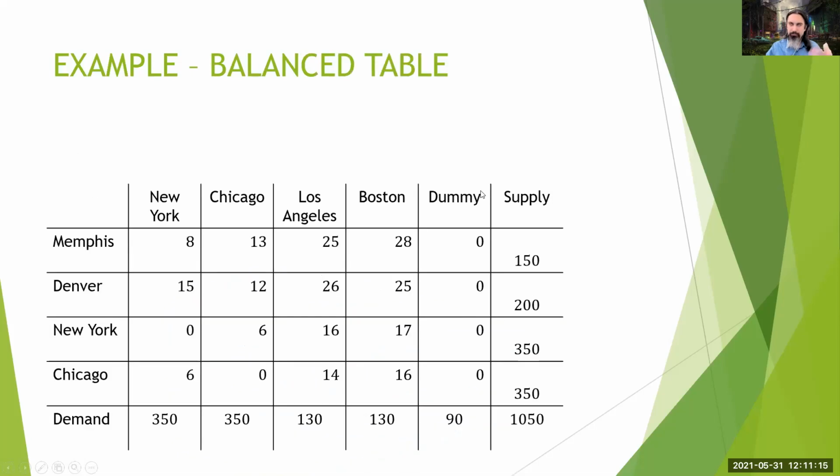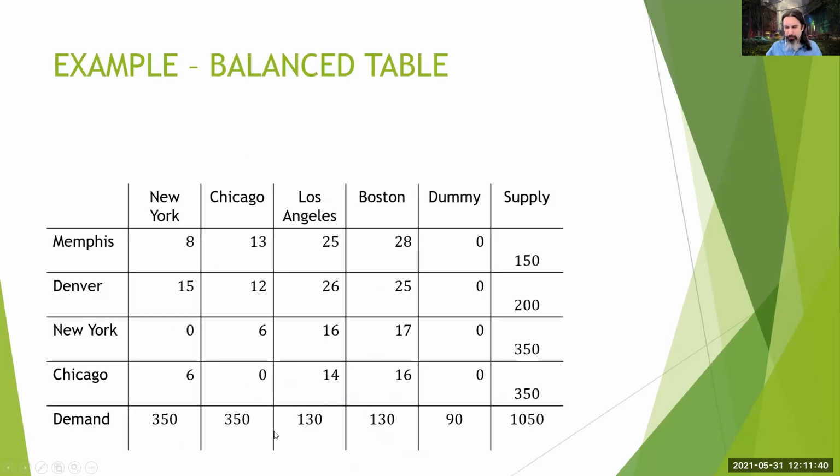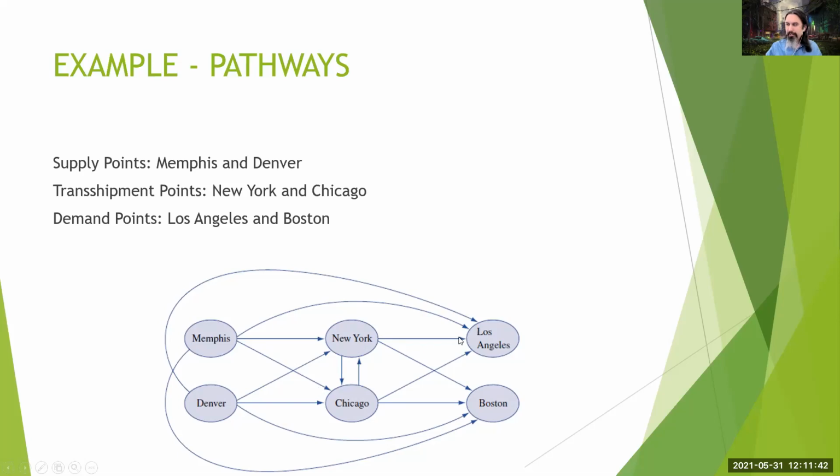This is why we have a dummy for the excess supply point. But still, we know that Los Angeles and Boston have a demand of 130. Memphis and Denver have supplies of 150 and 200. That's cool. What about New York and Chicago? As you can see, New York and Chicago have supplies of 350 and demands of 350. Why? We know that they don't produce anything and they don't demand anything, but they should have demand and supply values, and it's 350.